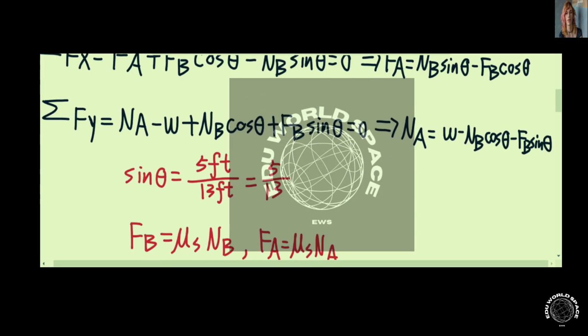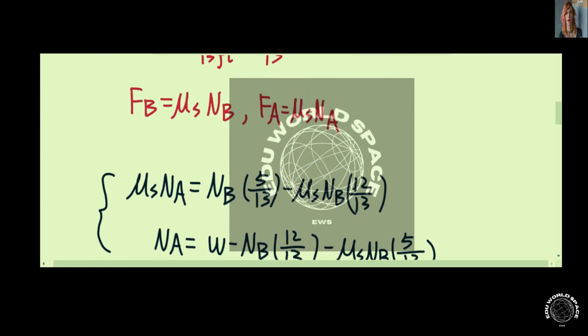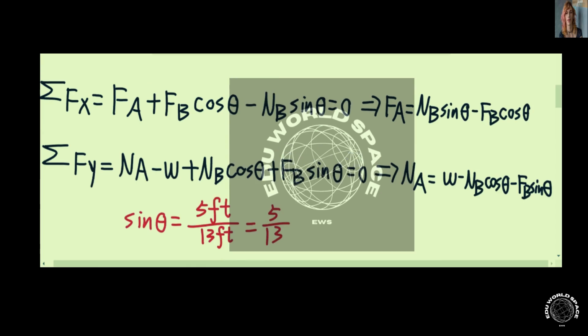And we also know that since the bar is in equilibrium, the friction at points A and B is the static friction. So I have Fb equal to mu s Nb and Fa equal to mu s Na. So if we do some arrangement here, we have mu s Na equal to Nb times 5 over 13 minus mu s Nb times 12 over 13, based on the equation here.